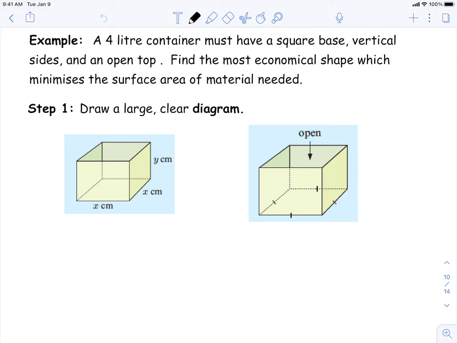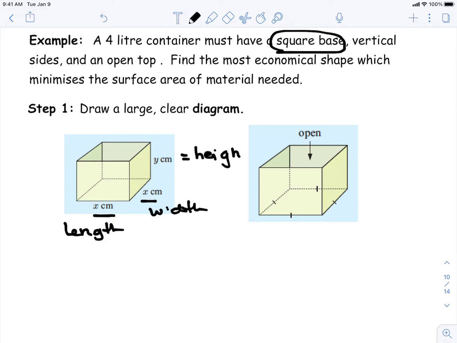So we have an x distance and an x distance, which we can call our length and our width. The reason these two are the same is because it's a square base, so the sides have to be the same. And then we have the height of our container, our box.